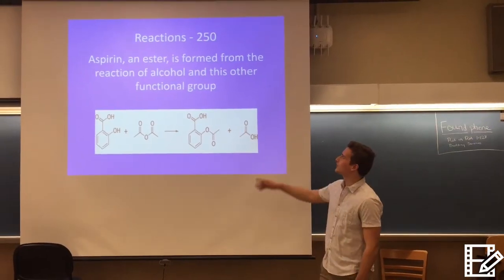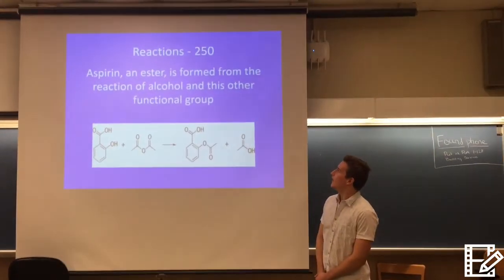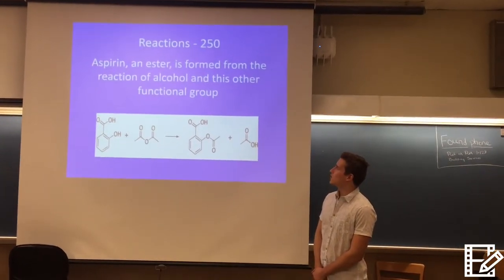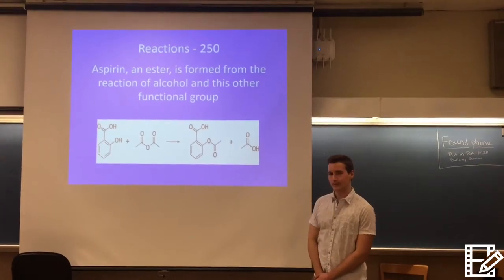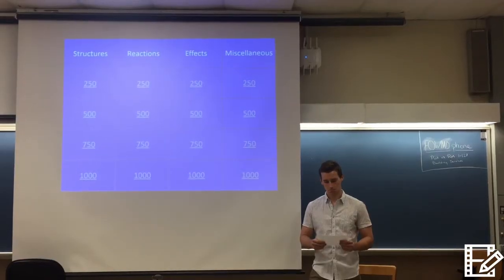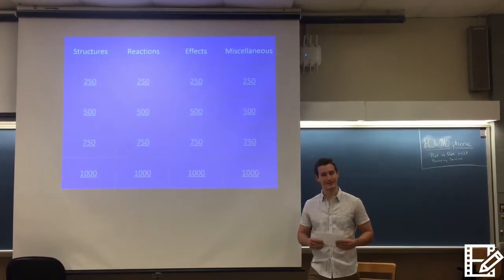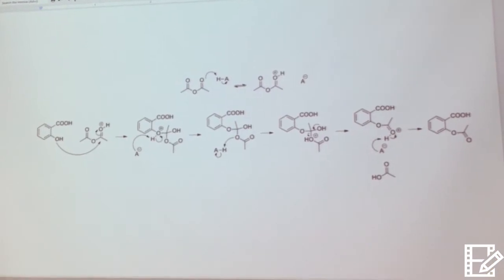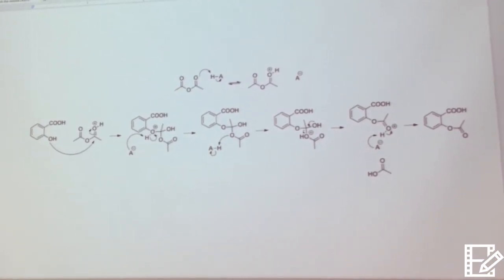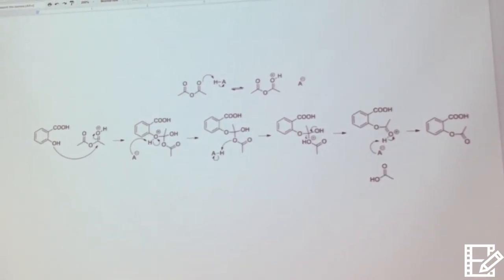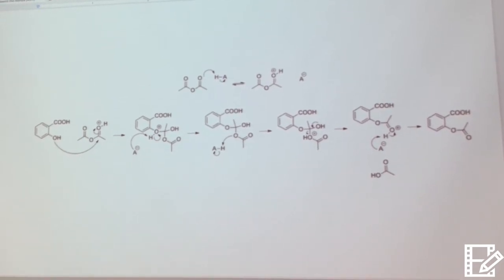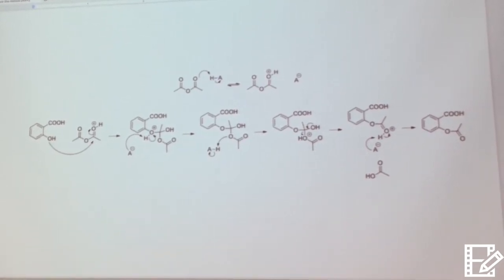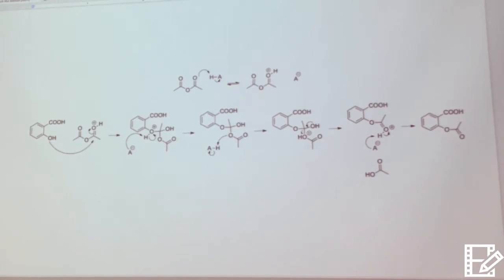Reactions for 250. Aspirin, an ester, is formed from the reaction of alcohol and this other functional group. What is an acid anhydride? That's correct. So the anhydride is protonated by an acid, which causes the nucleophilic alcohol to attack it. That leads to proton transfers that will form aspirin and carboxylic acid as a byproduct. I'll take reactions for 500.